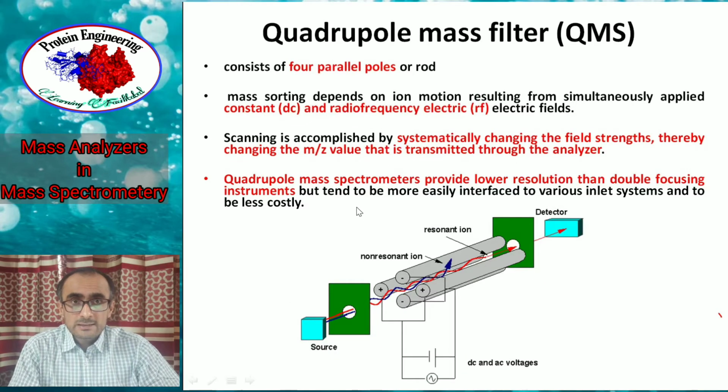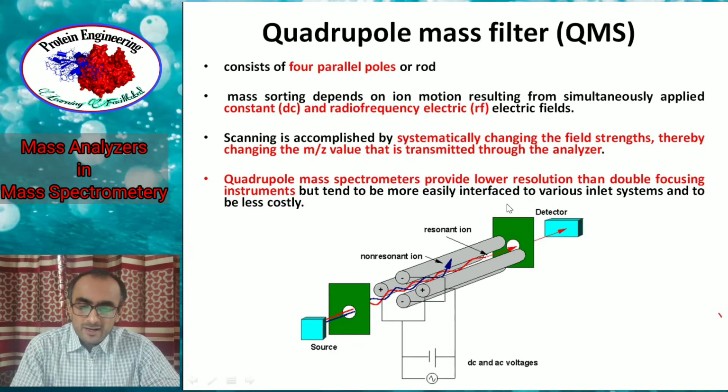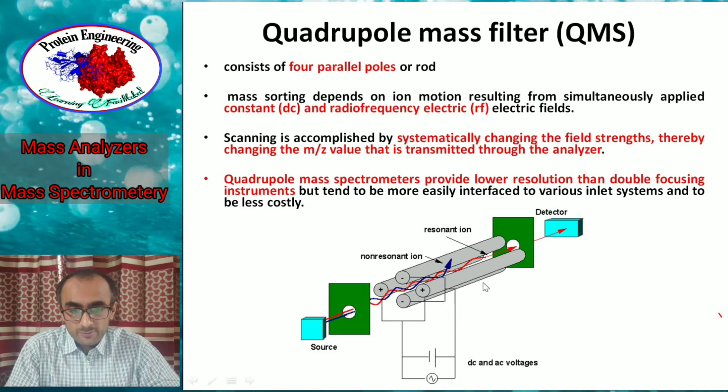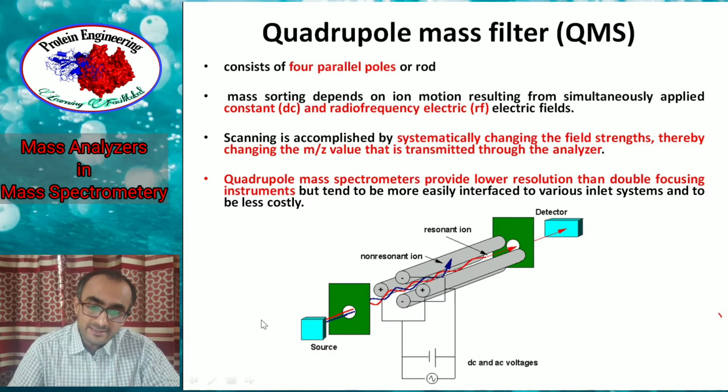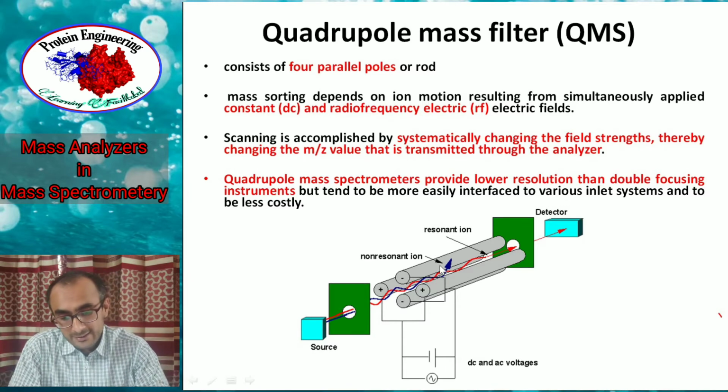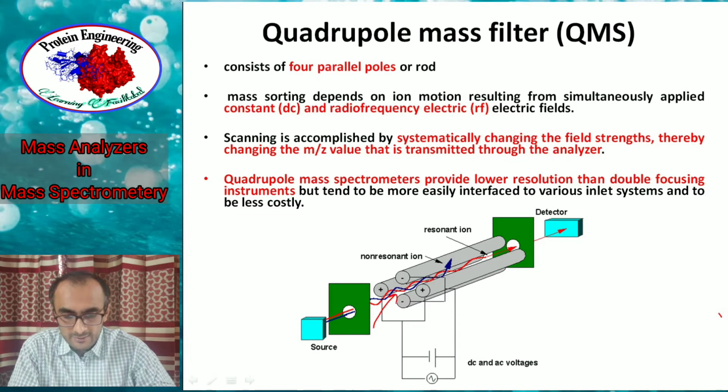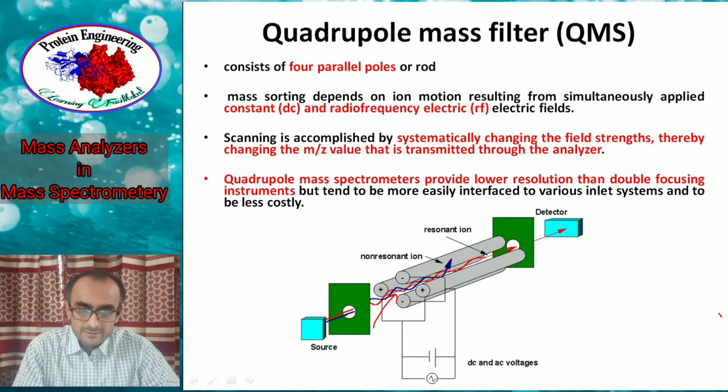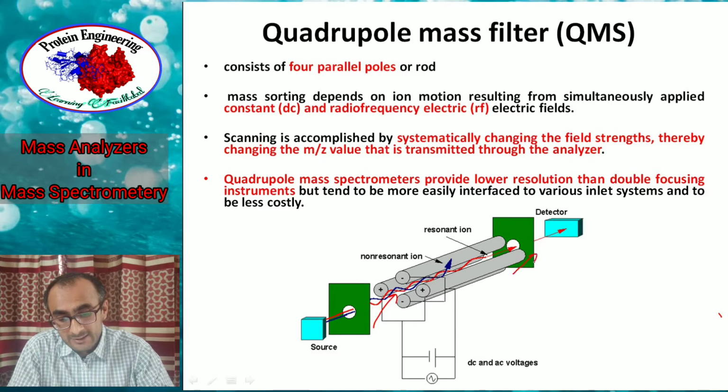Quadrupole mass filters consist of 4 parallel rods, and this mass sorting depends on ion motion resulting from simultaneously applied constant DC and radio frequency electric fields. Alternate rods here are kept at DC and RF electric field, and when the ions pass between these poles, the sorting of ions occurs by changing the field strength, so that a particular m by z ion is passed through and reaches the detector.